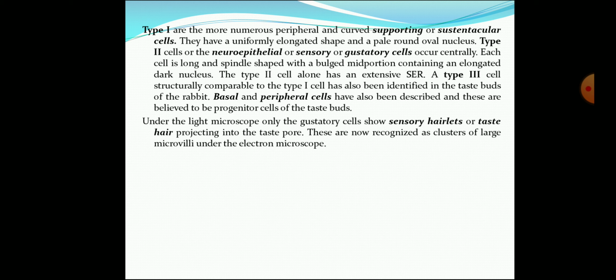Moreover, they occur at the tips of both type first and second cells, indicating a sensory function. Typically, synapses of nerve fibers with the taste bud cells have been observed in type third cells. Because of these recent findings, the supporting and sensory cells are also called gustatory cells.